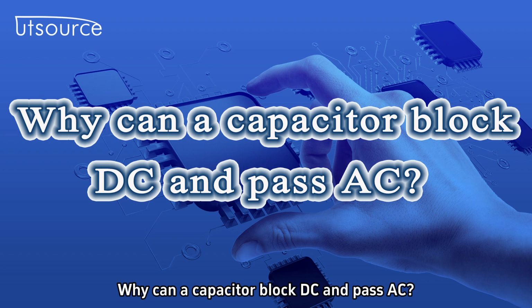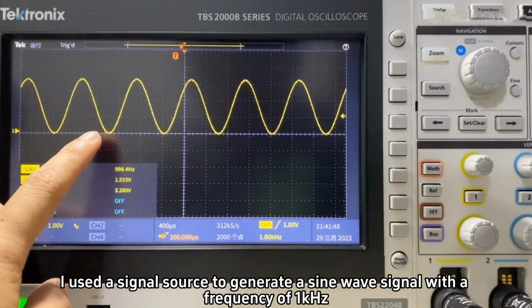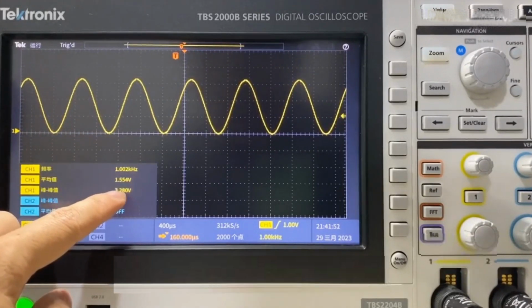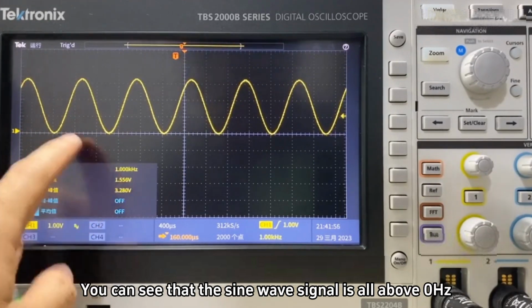Why can a capacitor block DC and pass AC? I used a signal source to generate a sine wave signal with a frequency of 1 kHz, a peak-to-peak value of 3V, and a DC bias voltage of 5V. You can see that the sine wave signal is all above 0.